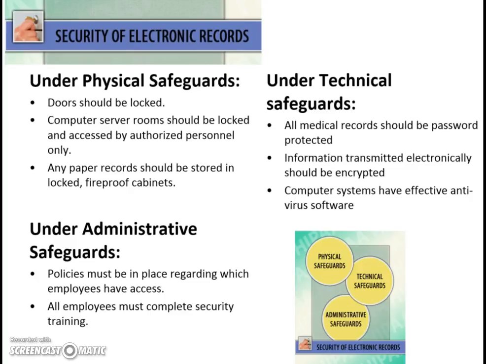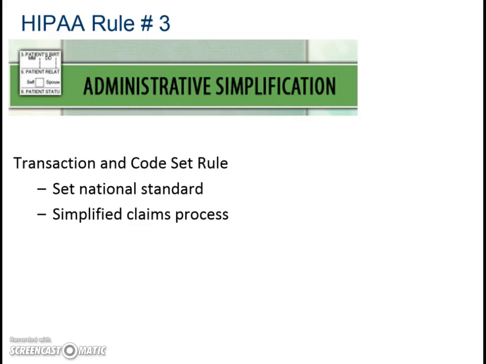Whenever information is electronically transmitted, it needs to be encrypted, and so computers need to have some sort of antivirus software. Rule number 3, or main purpose, administrative simplification. Very simply, transactions and codes are set in rules. There's a national standard and simplified claims process.